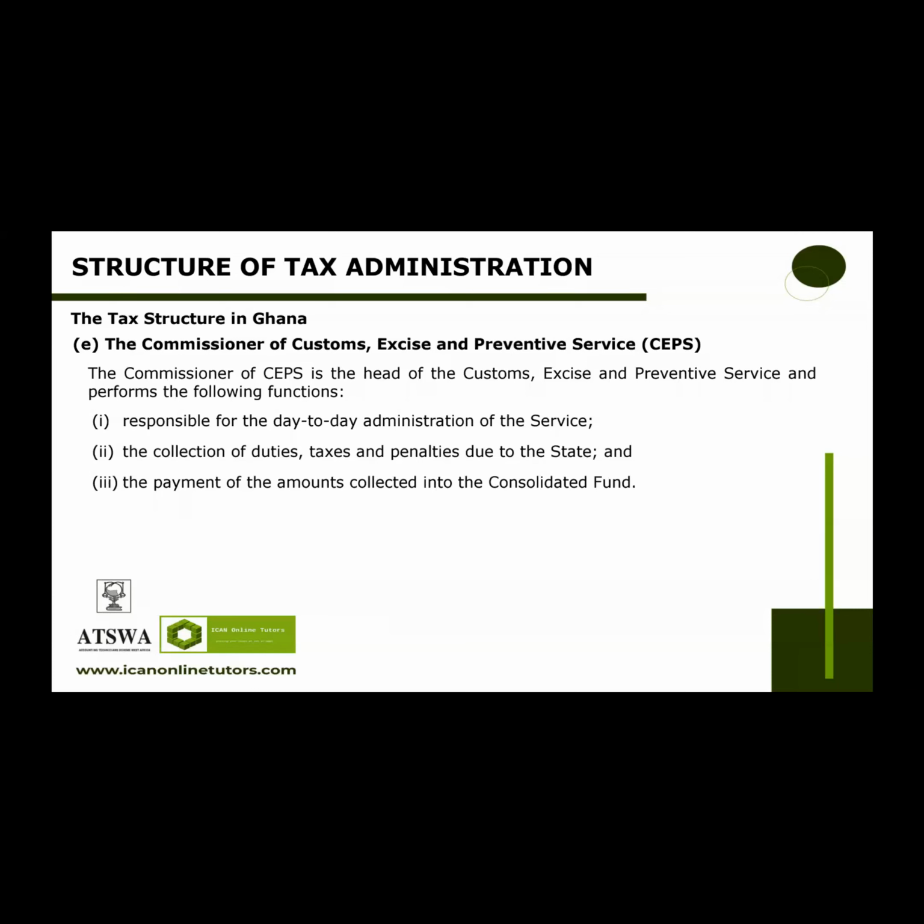So, the Commissioner of Customs, Excise and Preventive Service. Who is the Commissioner of Customs, Excise and Preventive Service? The Commissioner of CEPS, that is the Customs, Excise and Preventive Service, is the head of the Customs, Excise and Preventive Service and performs the following functions. He is responsible for the day-to-day administration of the service.